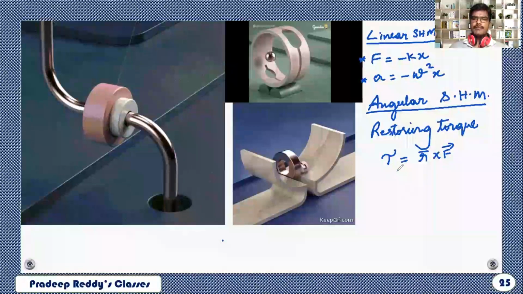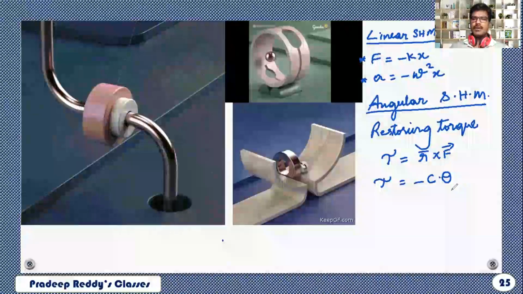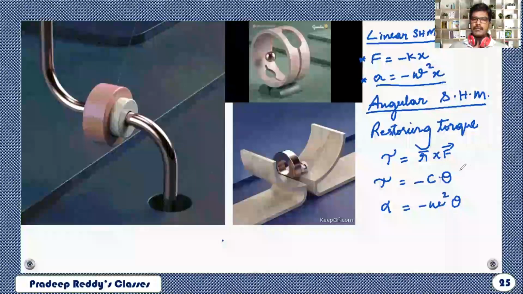And in case of angular simple harmonic motion, the restoring torque can be written as minus C into, instead of linear displacement, you will be getting angular displacement. So it will be tau is equal to minus C theta, where C is the torsional constant or some constant C. And the acceleration condition will be alpha is equal to minus omega square into theta.